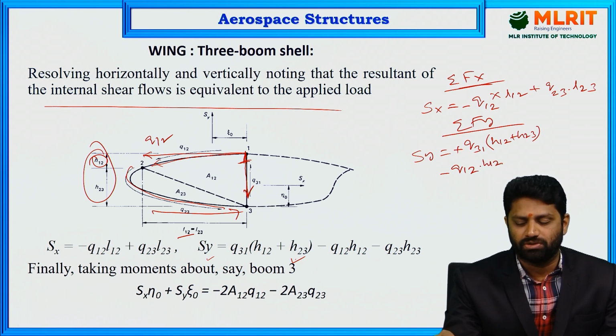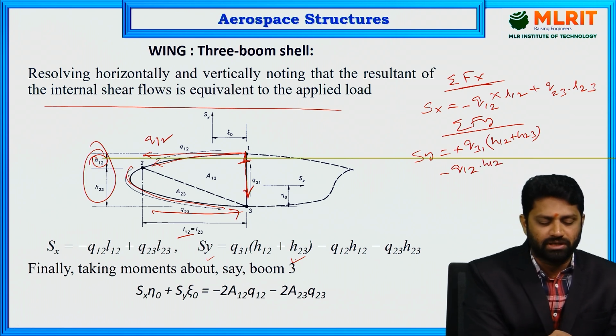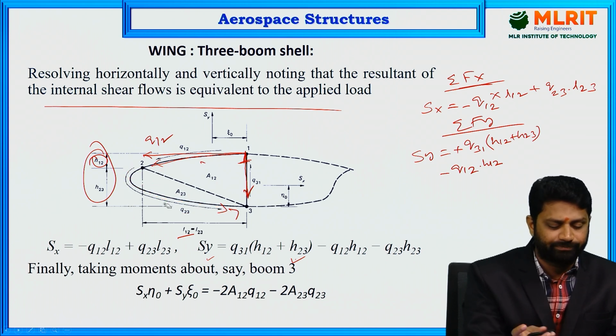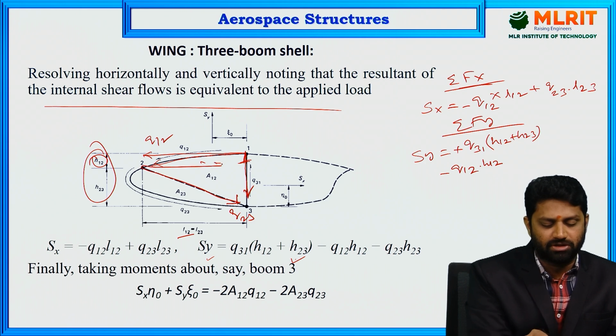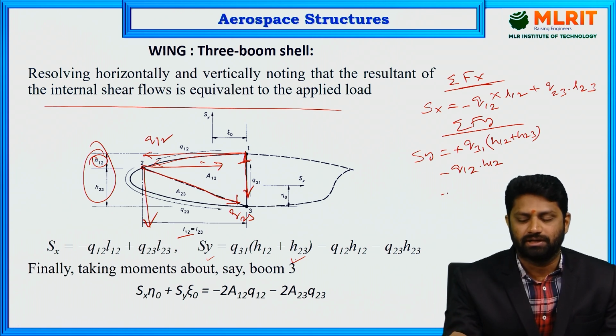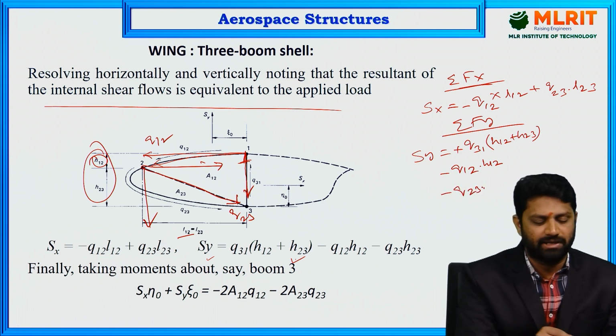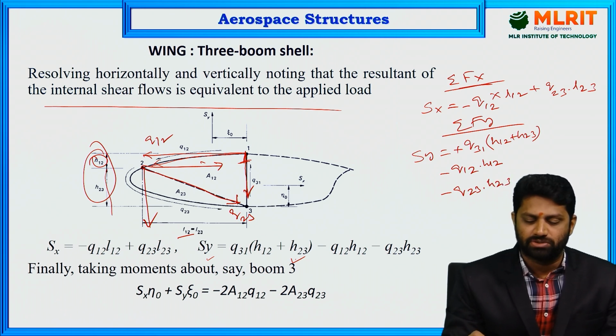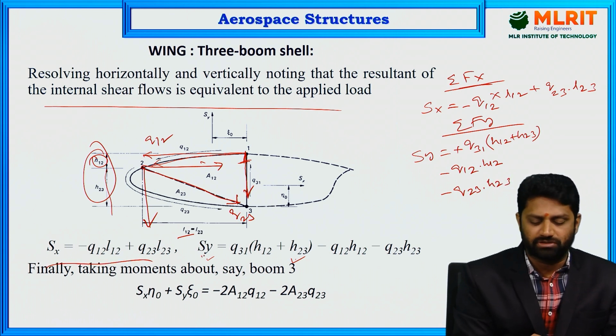Similarly, for this q23 also, the inclined force is q23, and it will have a horizontal component that we have used in the horizontal equilibrium, and the vertical component acts downwards. So similarly for this also you can write minus q23 into its depth, which is nothing but h23. So h23, that you have to consider. Okay, so these are the two equations of equilibrium we got.